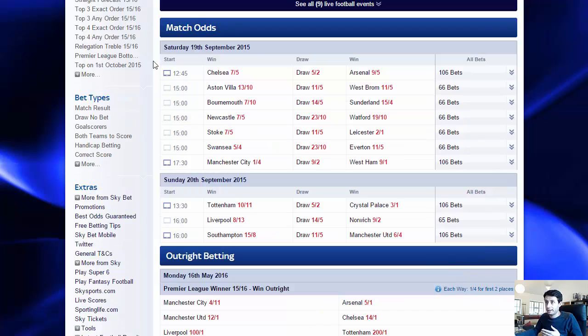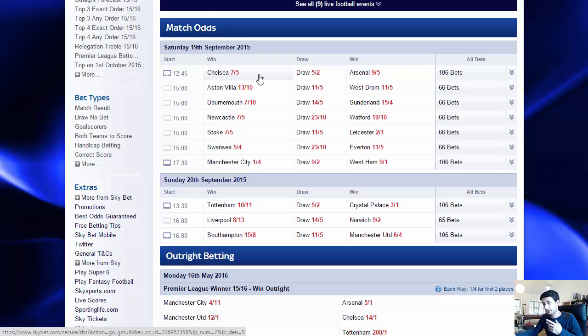What we're going to do is scroll down and look at the different odd types that you have. So let's just take Chelsea versus Arsenal, this top one here as an example. Chelsea has odds 7-5 if Chelsea win. They've got 5-2 on the draw and 9-5 on Arsenal winning. What does this all mean?